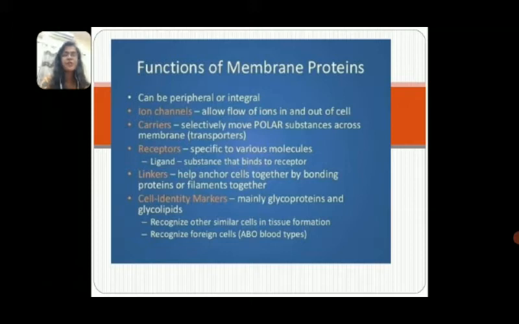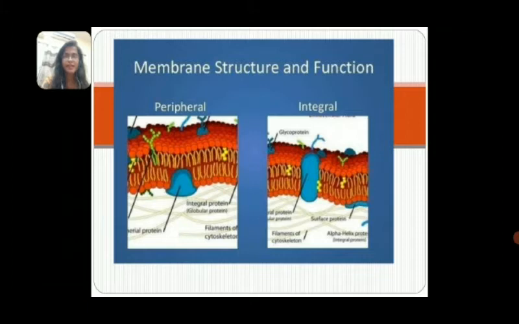Coming to the functions of membrane proteins. We have different types of proteins in the plasma membrane. They are peripheral or integral. Peripheral proteins are those which are outside and integral proteins are those which are inside. We have ion channels, carriers, receptors, linkers, and cell identity markers. All these are present in a plasma membrane. See, these are the peripheral proteins and the second diagram represents the integral proteins.